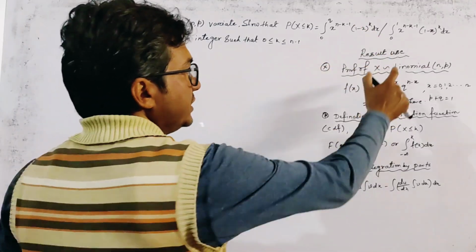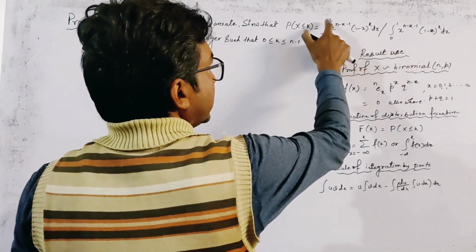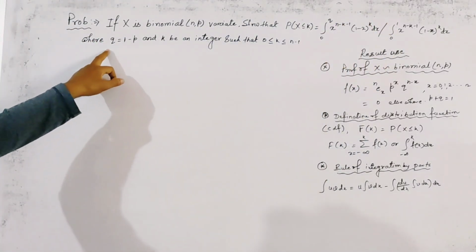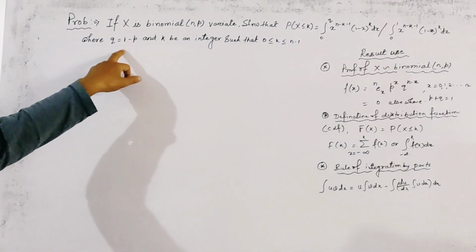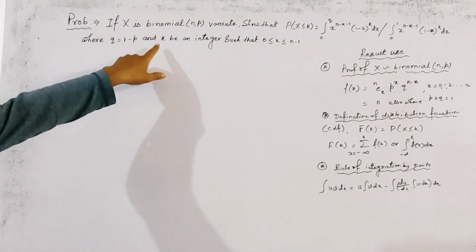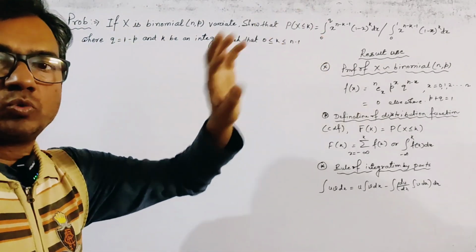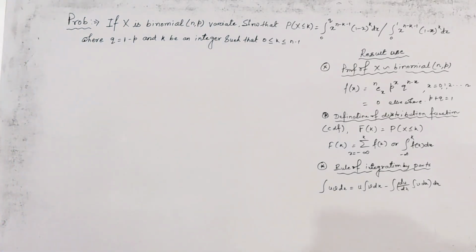This integration is the same whether the upper limit q equals 1 here, where q equals 1 minus p. This is obvious for the binomial (n, p) distribution, and k is an integer which lies between 0 and n minus 1. Okay, this is our problem.